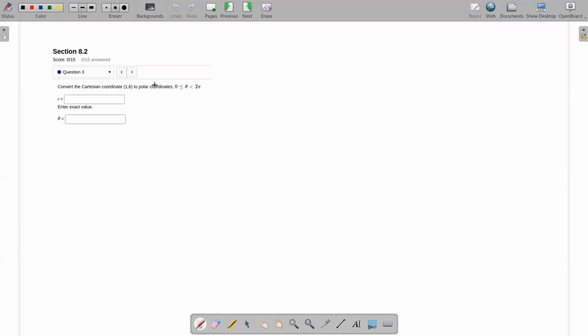So here, given a Cartesian point, I'm given x and y. X is 1, y is 6. I want to find r and theta. Thinking back to the relationships between x, y, r, and theta, I remember that r is the square root of x squared plus y squared, and that theta is the arctan of y over x.